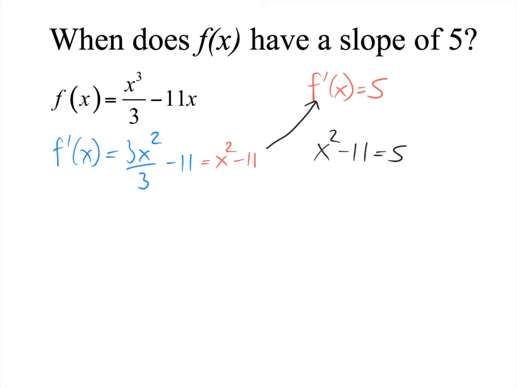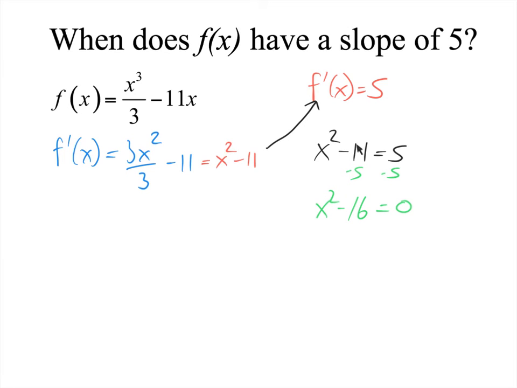Now you might be like, oh, wait, what do I do here? Well, whenever we have a squared, there's two ways to solve it. You can get x squared by itself, or you could try to factor. I'm going to use the factoring method, but you could also add the 11 over this way, or you can minus the 5 over this way. There's, again, two approaches. What I'm going to go for is I'm going to minus the 5 over and get x squared minus 16 equals 0.